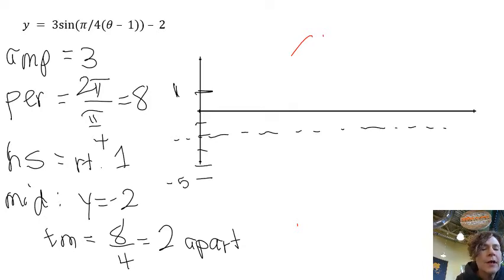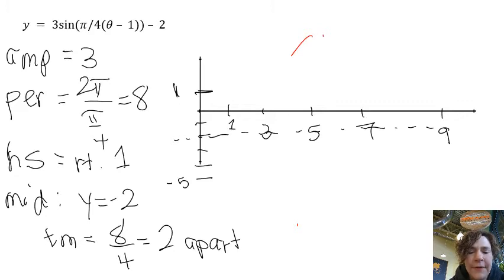Then I'm going to work on my horizontal information. I have a horizontal shift of right 1, so I'm going to go ahead and plot that horizontal shift. My period is 8, which means I do 1 revolution in 8 units. Since I'm starting at 1, 8 units away would be at 9. I'm going to start at 1 and stop at 9. And my tick marks are 2 units apart. So that means I'll start at 1, I'll have another tick mark at 3, another tick mark at 5, another tick mark at 7, and then the one at 9.